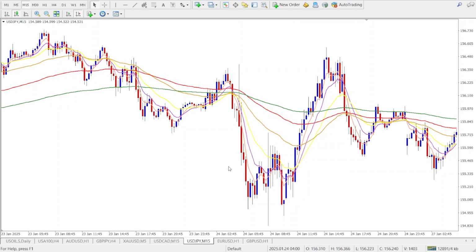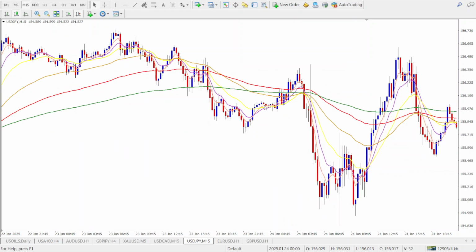Now, the key takeaway here is that the Rainbow Forex strategy doesn't just show you the trend. It also helps you to spot the early signs of reversal, which is crucial for managing risk and locking in profits. Now, let's go over some practical tips that will help you get the most out of the Rainbow Forex strategy. The first is to combine it with other indicators.